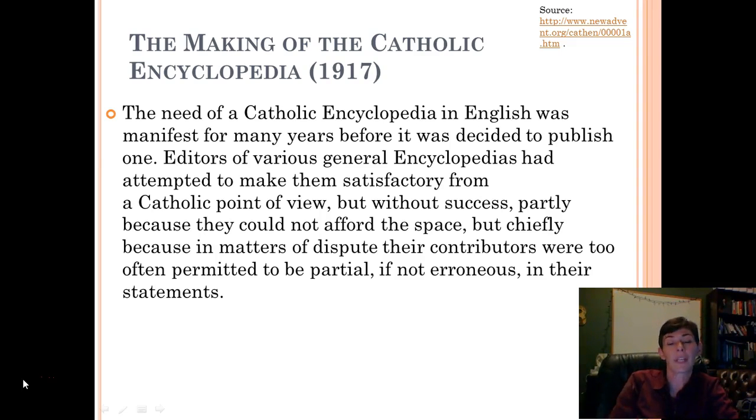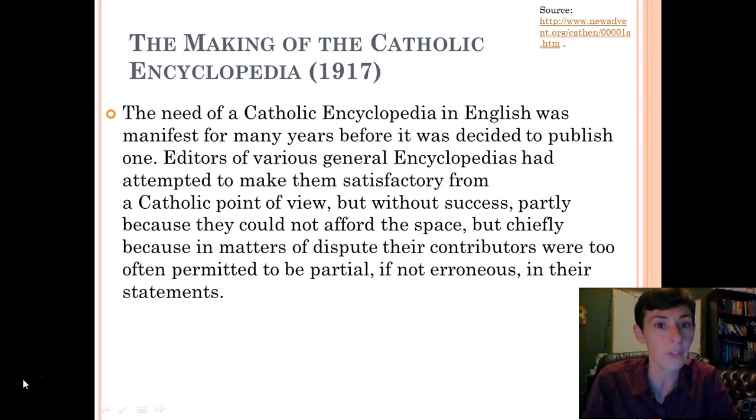The need of a Catholic encyclopedia in English was manifest for many years before it was decided to publish one. Editors of various general encyclopedias had attempted to make them satisfactory from a Catholic point of view, but without success, partly because they could not afford the space, but chiefly because in matters of dispute, their contributors were too often permitted to be partial, if not erroneous, in their statements.